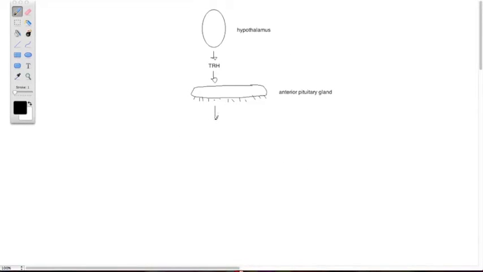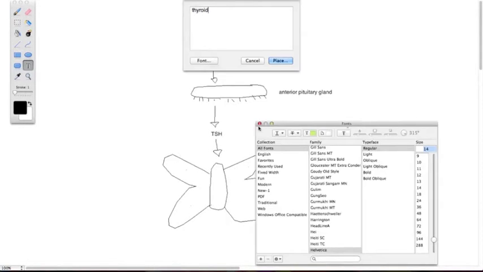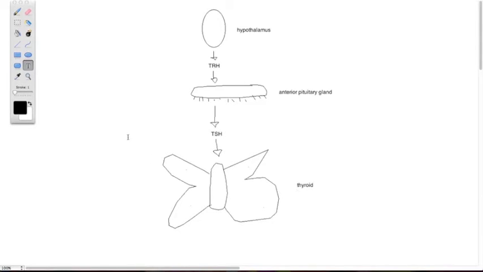Our anterior pituitary gland is going to release our thyroid stimulating hormone, TSH. Just like the name suggests, our thyroid stimulating hormone is what stimulates our thyroid, and that is going to be represented by our butterfly. So the thyroid butterfly here, that's our thyroid. And just like any living thing, our thyroid butterfly is going to produce feces, and these feces represent our T3 and T4. So there we go, we've got our basics down.